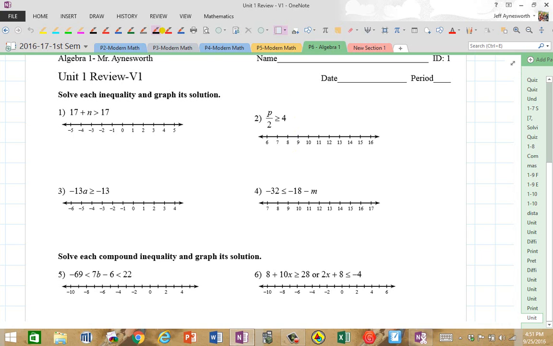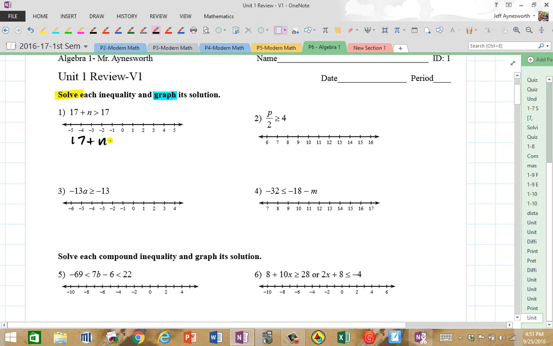Okay, let's take each one of these inequalities and solve and graph. We want to do two things. We want to solve them, and we want to graph the result. So here we go. We're going to take 17 plus n is greater than 17. We're going to step it out.